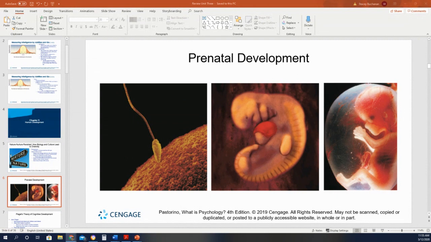I'm going to create 3 boxes, one for each stage. I'm going to try and even them out as much as possible. Not that I need to. It'll just make me happier that way. There we are. So we got 3 stages. Let's go through these together. As you recall, our 3 stages were germinal, embryonic, and fetal.